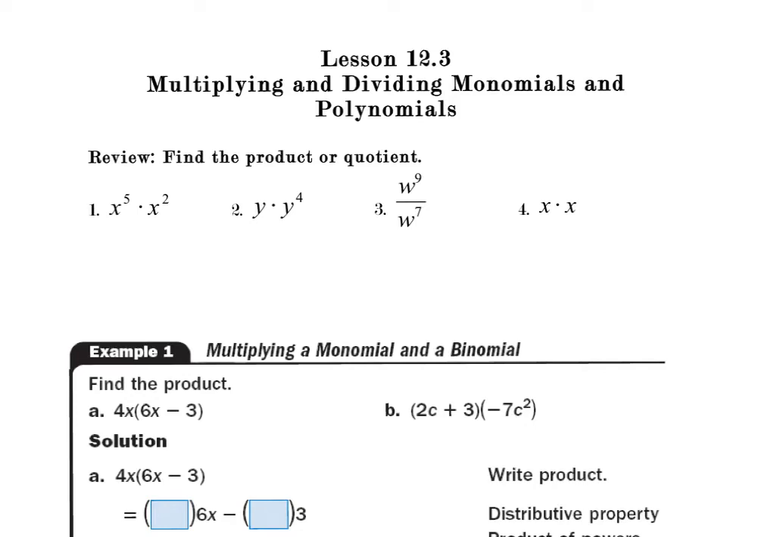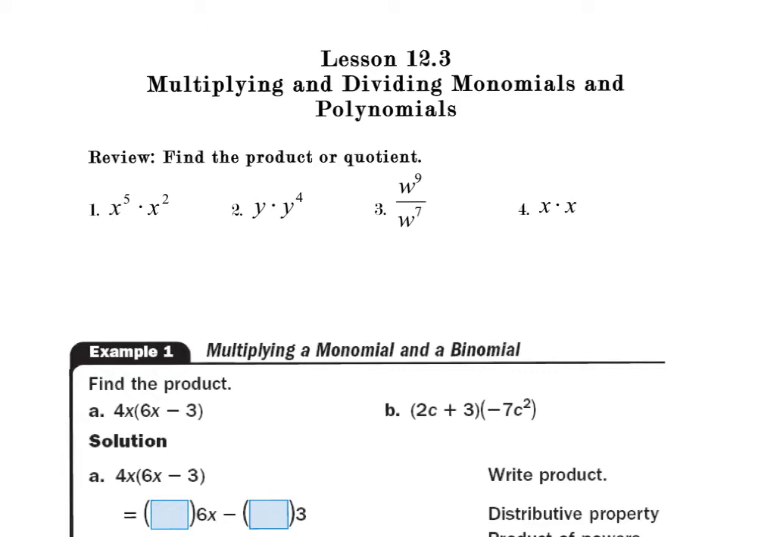All right, today we are doing lesson 12.3, which is going to focus on multiplying and dividing monomials and polynomials. In other words, we are going to multiply a monomial by either 2 or 3 or 4 or even more terms, and we're going to divide multiple terms by a monomial.